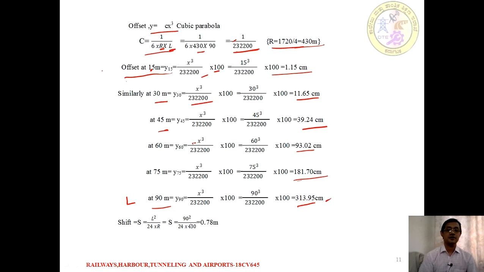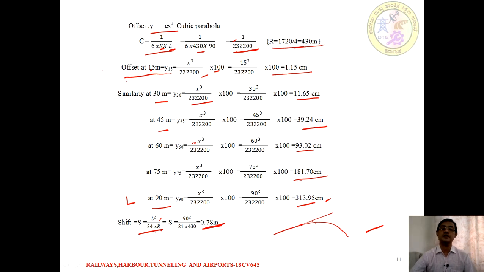So if you are interested, that is the usual practice. When we provide a curve from a straight line, say for example the straight line and then a transition curve, some amount of shift we are going to provide. That shift is obtained by the standard formula L square, that is the length of the transition curve squared, divided by 24 times the radius. So just substitute, and the shift is going to be 0.78 meters.